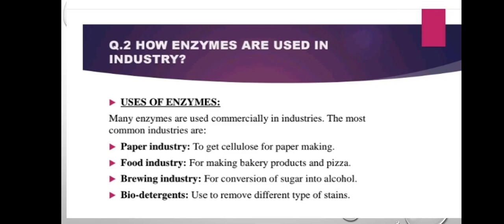Paper industry, first heading: to get cellulose for paper making. Food industry: for making bakery products and pizza. Brewing industry: for conversion of sugar into alcohol. Biodetergent: used to remove different types of stains.